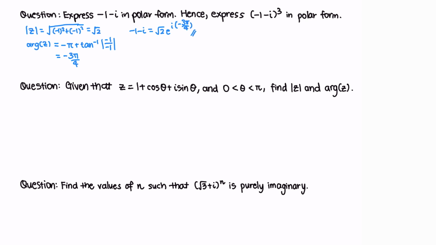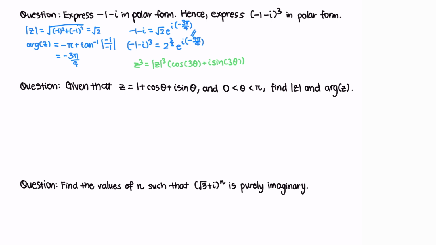Next, we want to express negative 1 minus i, cubed, in polar form. Let's say we have z cubed. This will be equal to r cubed times cos 3 theta plus i sin 3 theta. First I'm going to write the square root of 2 to the power of 3, which is 2 to the power of 3 over 2. And then we have e to the power of i times negative 9 pi over 4. But there's something a little bit uncanny about this.